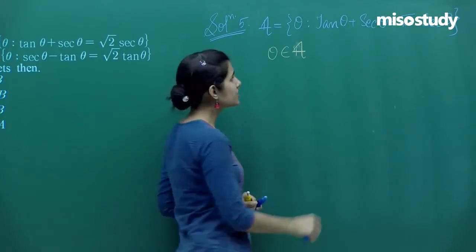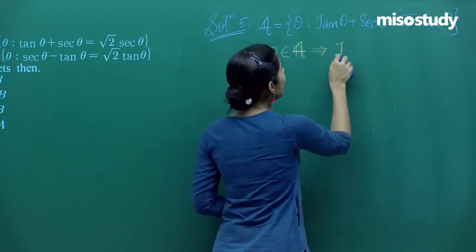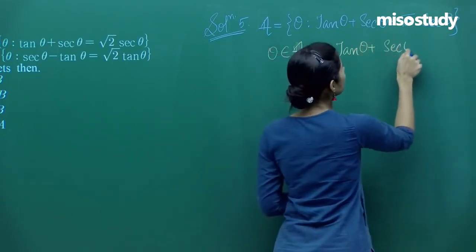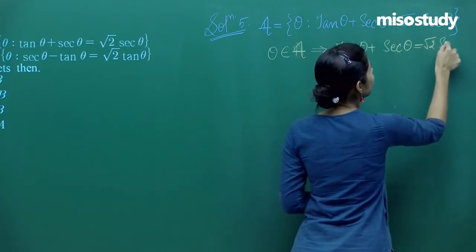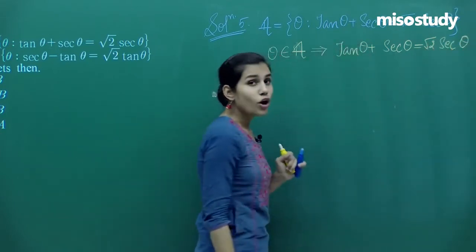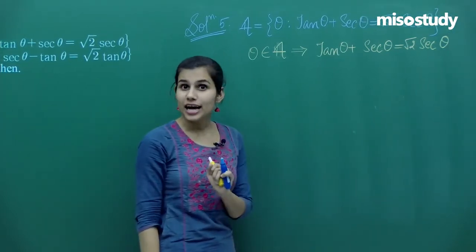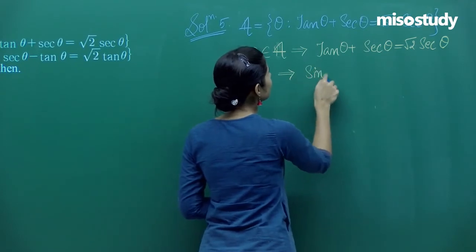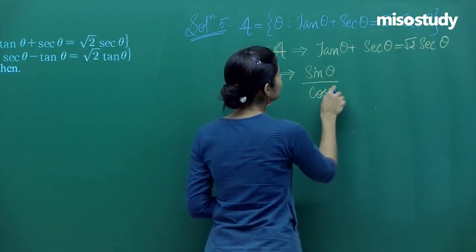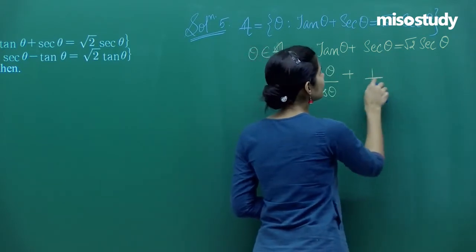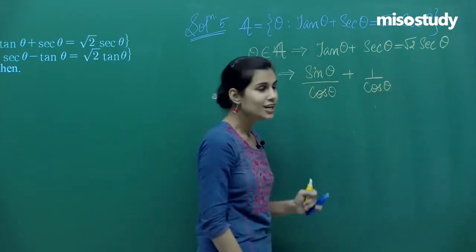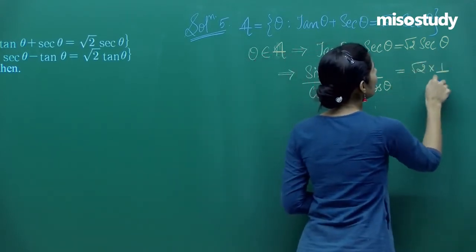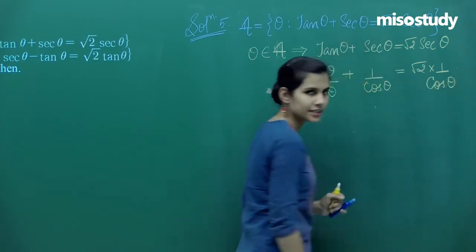If theta belongs to set A, this means tan theta plus sec theta is root 2 sec theta. We can convert tan and sec into sine and cos expressions. This implies sine theta upon cos theta plus sec theta, which is nothing but the reverse of cos theta, so this becomes 1 upon cos theta. This is equal to root 2 into 1 upon cos theta.